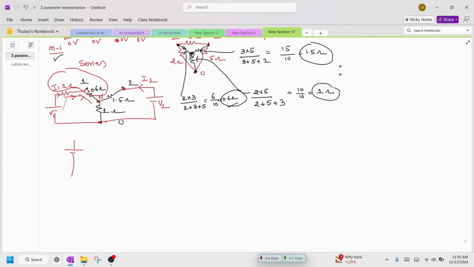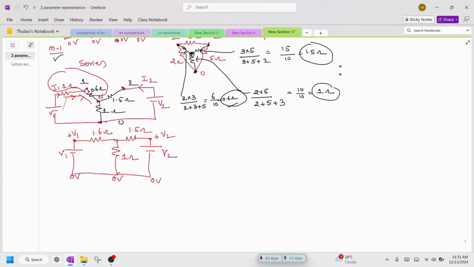This is a voltage source, and here you are going to have one resistor, and here one more resistor, and here another resistor connected to the voltage source, which is nothing but V2. The value of this resistor is 1.5 ohm. This is V1. These two are connected in series, 1 plus 0.6, which is 1.6 ohm, and here you have 1 ohm. So the voltage at this point is plus V1, 0 volts, 0 volts, 0 volts. This is nothing but plus V2.